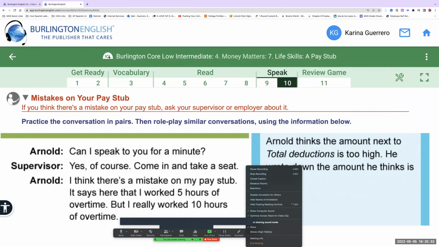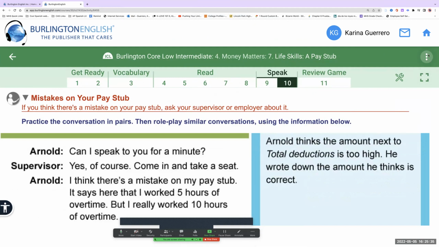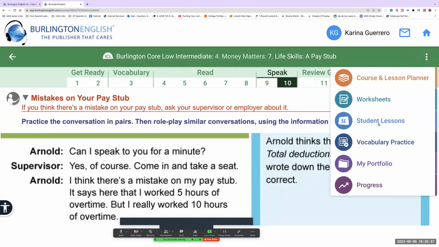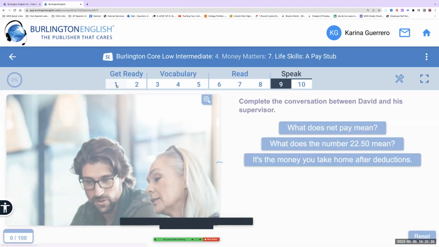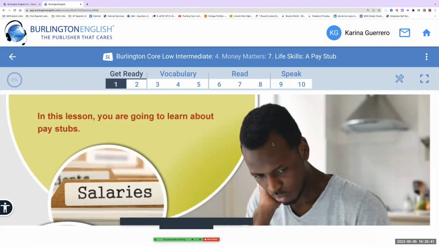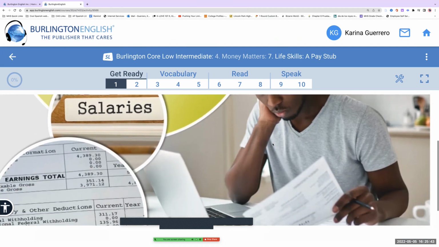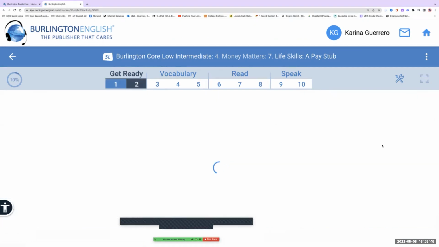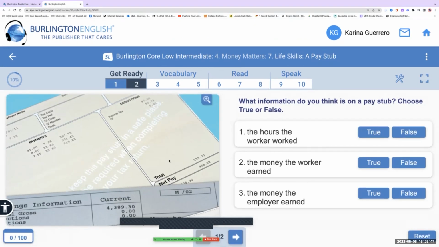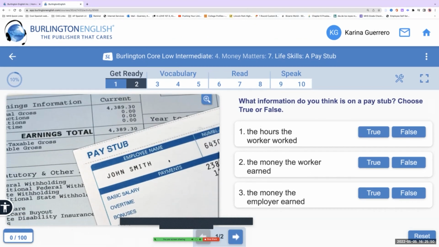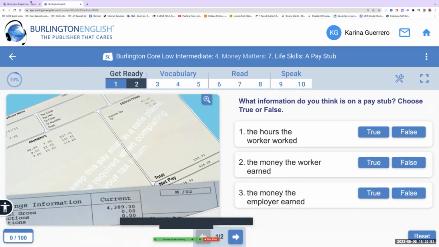If you're done with ICL, remember that you can always go to SL, student lessons, and go through the same lessons that we did, except you'll be going through these on your own, and they are a little bit different from what we see. Please make sure that you know that.